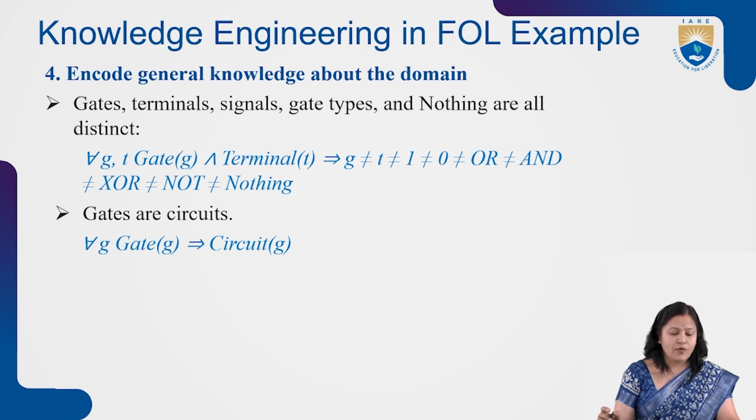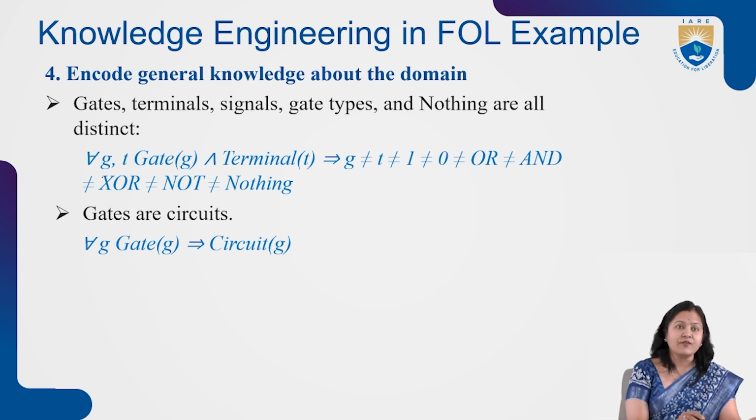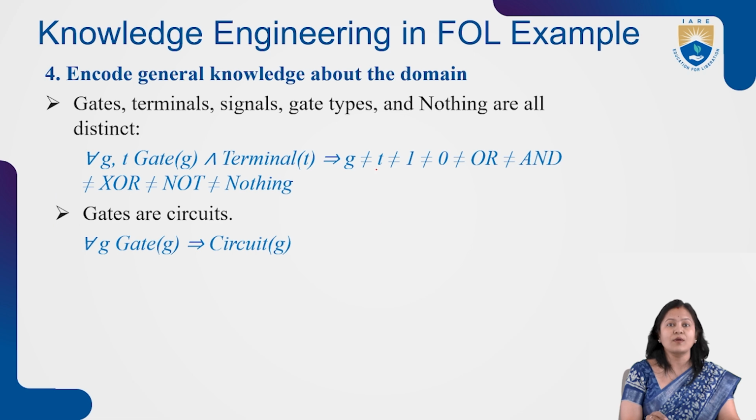Now, a few more things. Gates, terminals, signals, gate types and nothing are all distinct. That means everything is different from each other. How to define this? For all G, T, where G stands for gate and T stands for terminal: gate of G and terminal of T implies G is not equal to T. That means a gate is not equal to a terminal, and is not equal to a signal also.